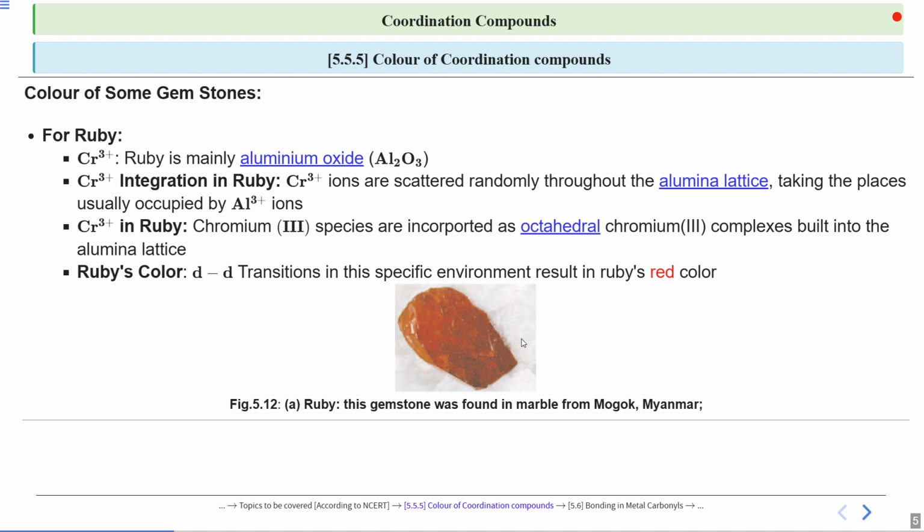You can see this image, which is figure 5.12 in the NCERT textbook. This is a ruby gemstone. It was found in the marble from Mogok, Myanmar. So this is the image of a ruby sample collected from Mogok, Myanmar. You can clearly see it is red in color due to the d-d transitions in the specific environment of the alumina lattice.